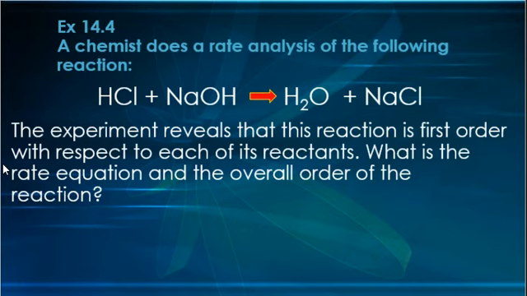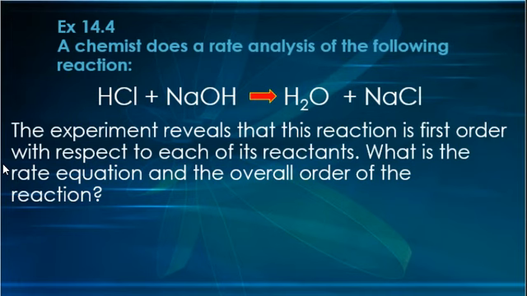Pretty cool, right? All right, so check this one out. A chemist does a rate analysis of the following reaction. We have hydrochloric acid and sodium hydroxide making H2O and NaCl. That's an acid-base reaction. You should recognize that because we have water and salt formed. The experiment reveals that this reaction is first order with respect to each of its reactants. What is the rate equation? That's the first question. What is the rate equation? And what is the overall order of the reaction?